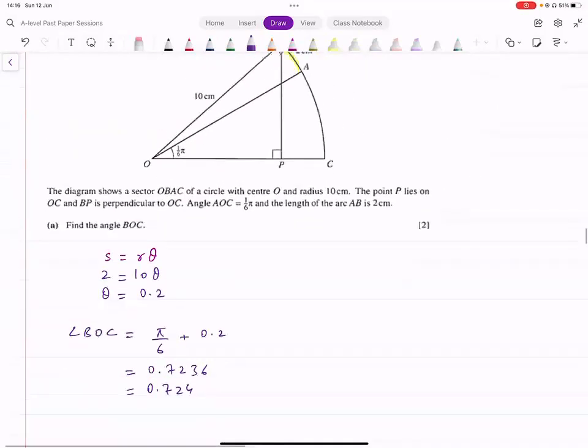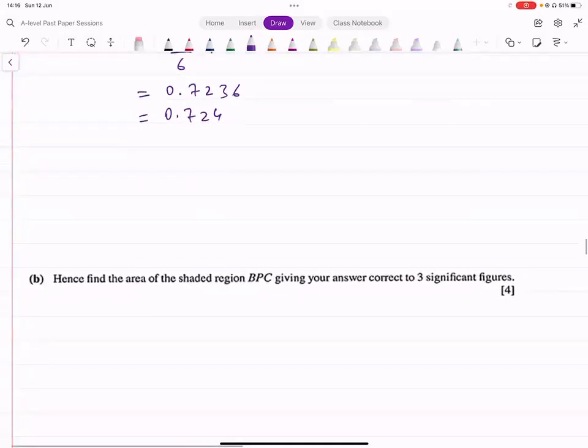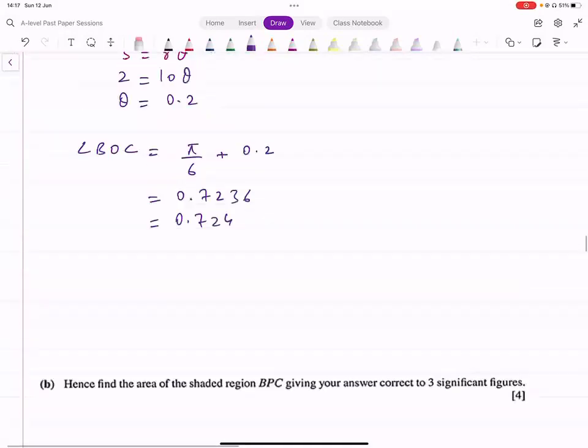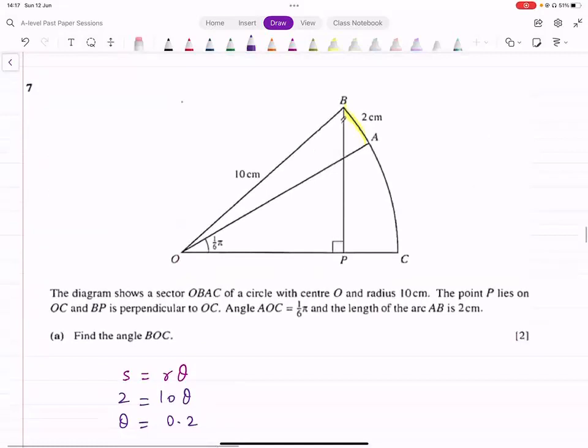Okay, let's look at the next part. Now it says, hence find the area of the shaded region BPC. Okay, I can't really see a shaded region here. Let me just see what that is. BPC. Okay, so the shaded region will basically be this part here. Let me shade that. So basically, this is the shaded region. We've got to find the area of this region.